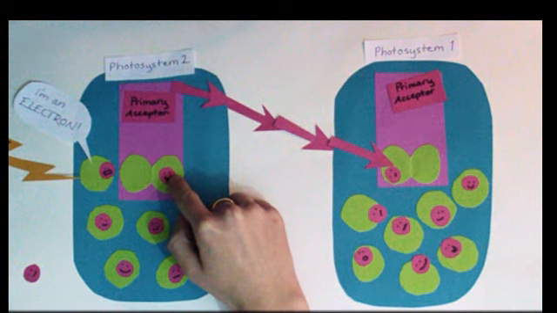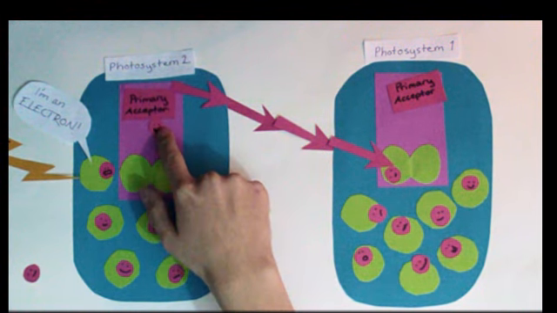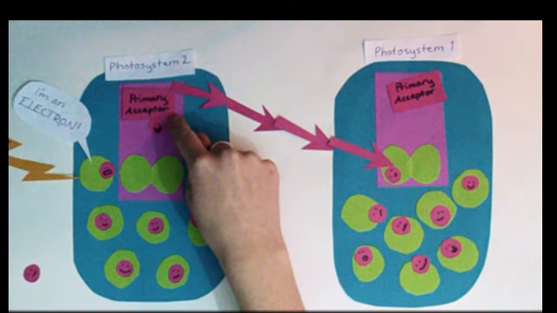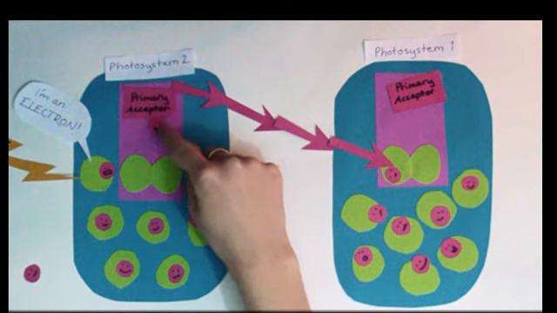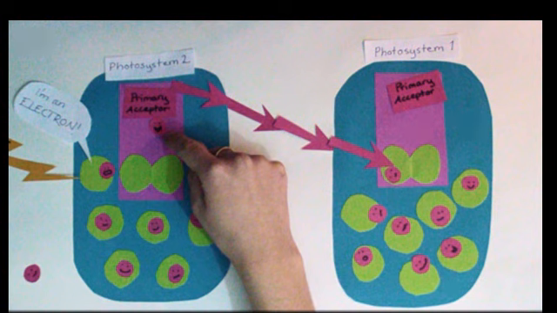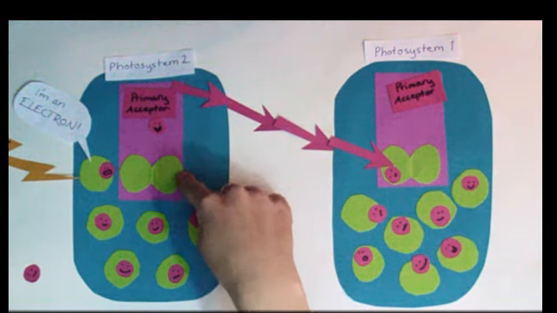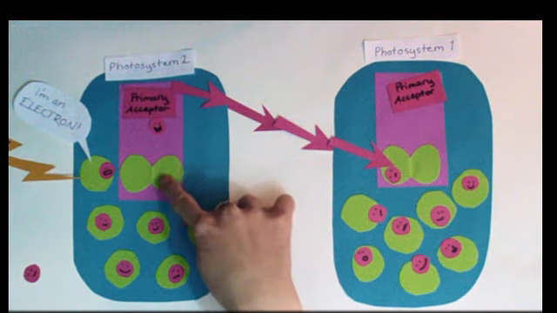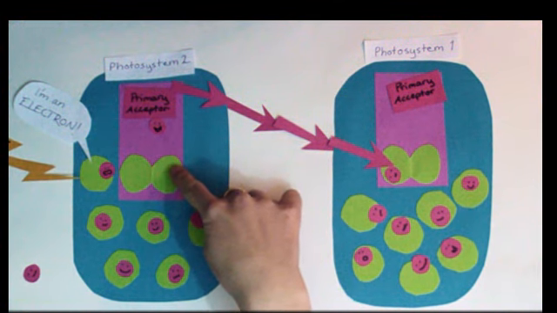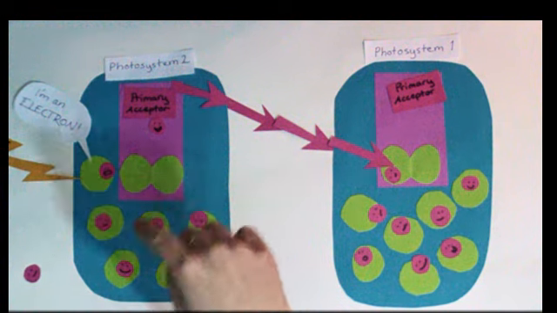So, the special thing with this little electron is that when he jumps up, he's accepted by the primary acceptor, and then he doesn't come back down. Now this causes a problem because our chlorophyll A molecule here has a hole. It needs to have the electron. It's going to get really lonely.